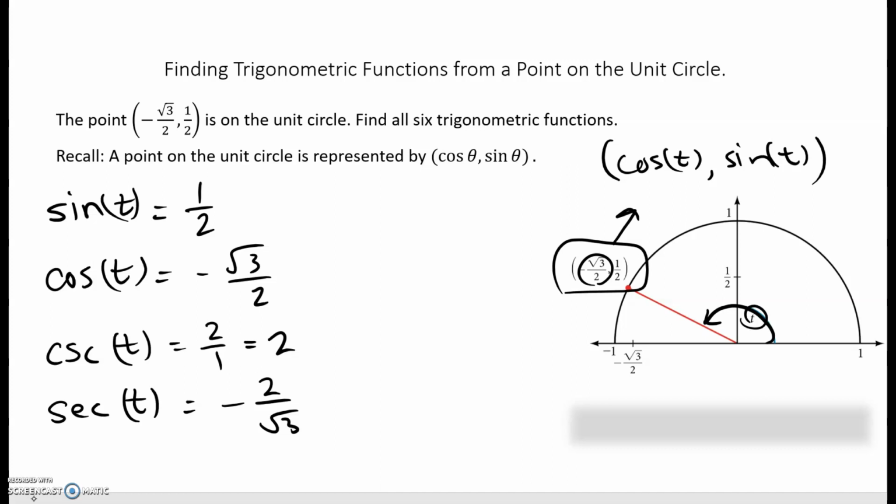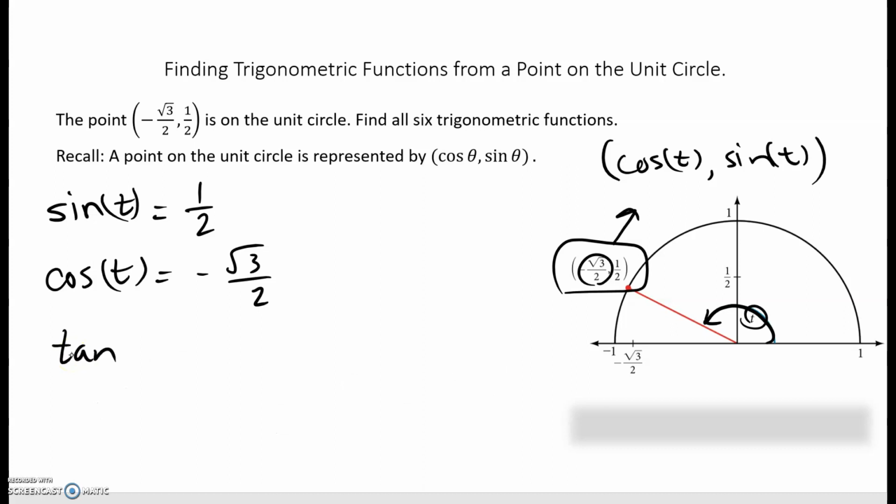Now, can I leave it like that? Nope, because I have a square root in the bottom, so I have to rationalize. That's going to be negative 2 square root of 3 over 3. That would be your final answer for secant. Now I'm going to move this stuff.